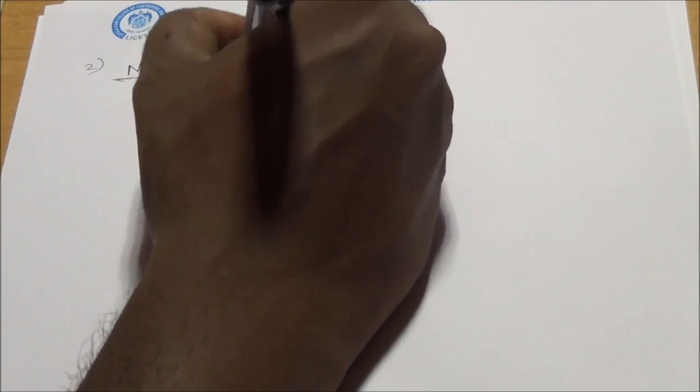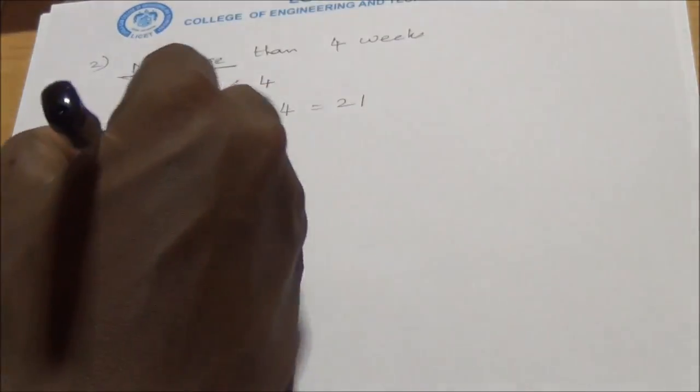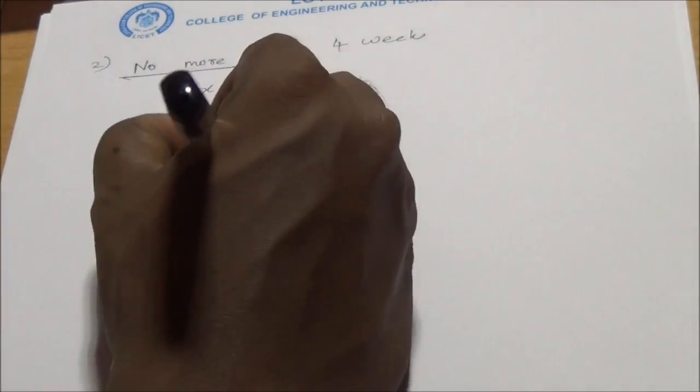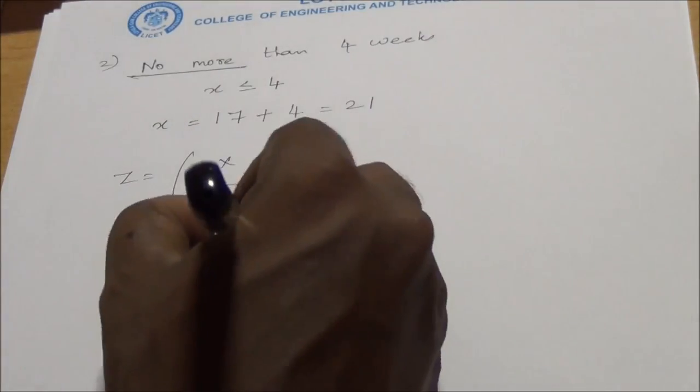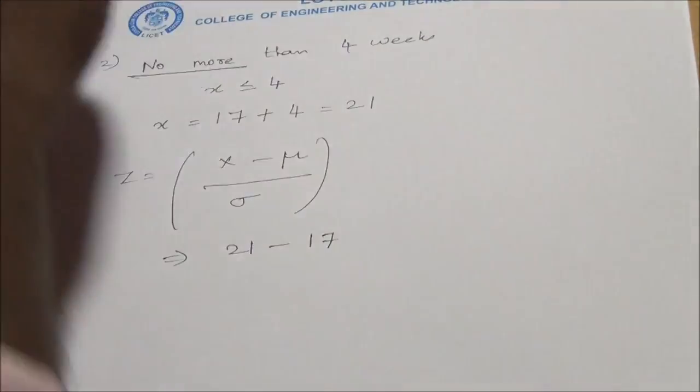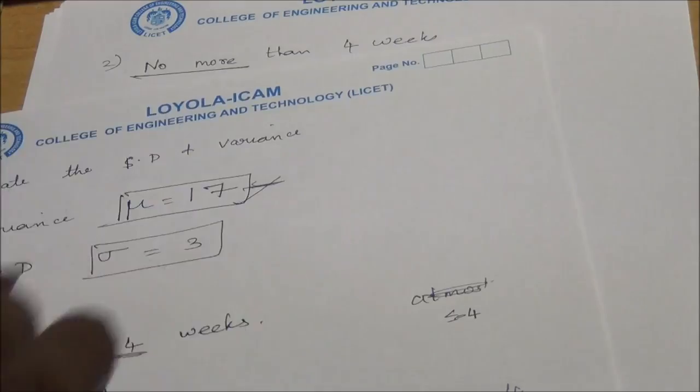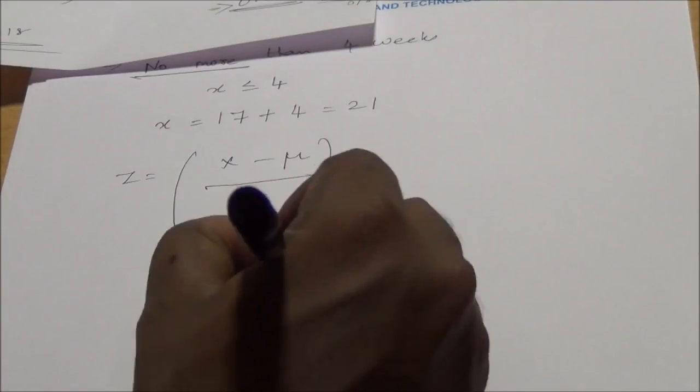If it is no more than 4 weeks, it is x less than or equal to 4. So you get the total estimate, the length is 17. So what you can do is, the new x is equal to 17 plus 4, that is 21. You calculate z. So z is equal to x minus mu by sigma. So x is equal to 21, minus mu, mu equal to 17, sigma equal to 3.